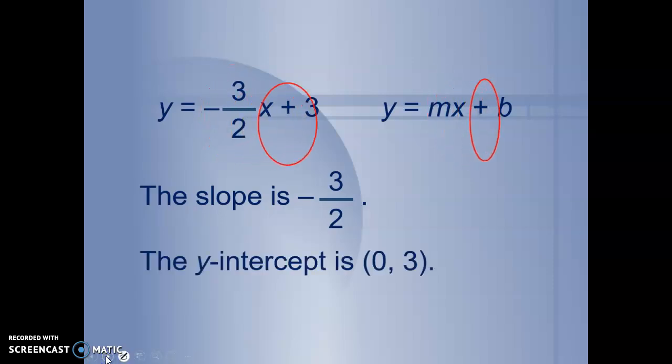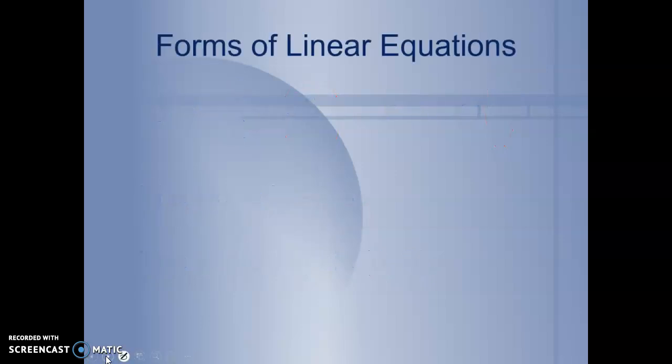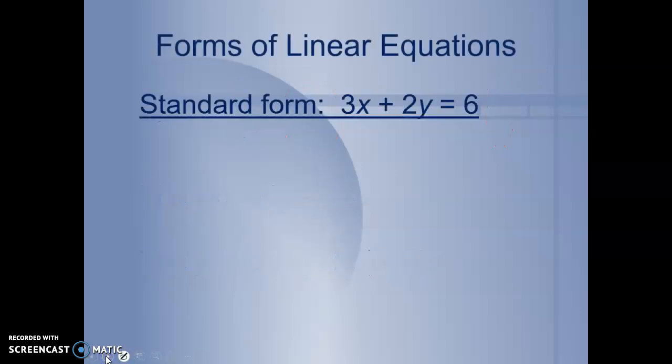So we just said our slope is negative 3/2, and our y-intercept is 3. There are several forms of linear equations. The first is standard form. In standard form, our x and our y are on the same side. X comes first before y, just like in alphabetical order. Our constant term is by itself on the other side of the equation. And we have no fractions. Our coefficients are not fractions.